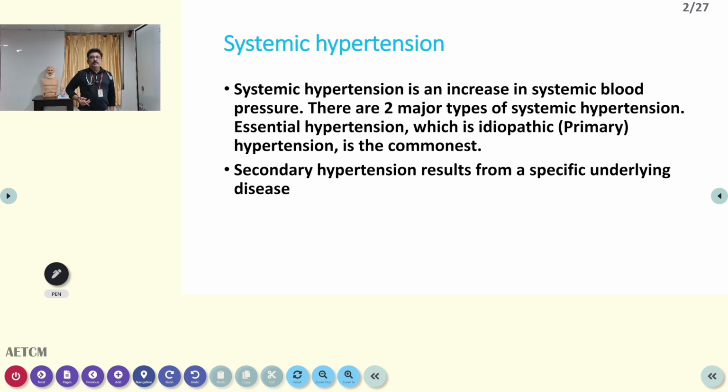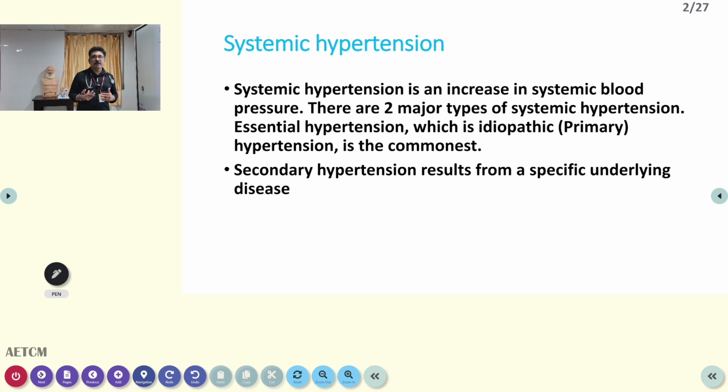High BP or systemic hypertension means increased BP. There are two important types of hypertension: primary hypertension and secondary hypertension. Primary hypertension is the commonest. Sometimes we call it idiopathic. That means the patient is getting hypertension without any obvious reason, but there may be contributing factors like family history and genetic abnormality. All these things are contributing, but we are not able to find out what is the reason for the hypertension. Secondary hypertension is mostly due to endocrine causes.